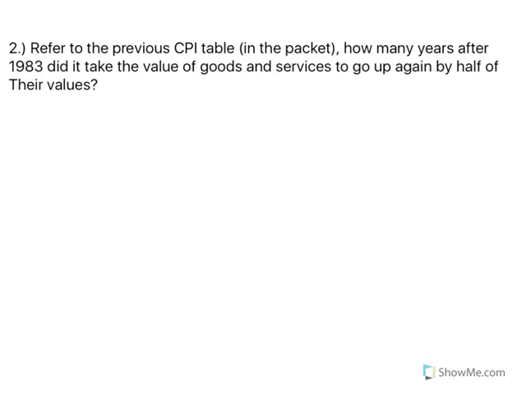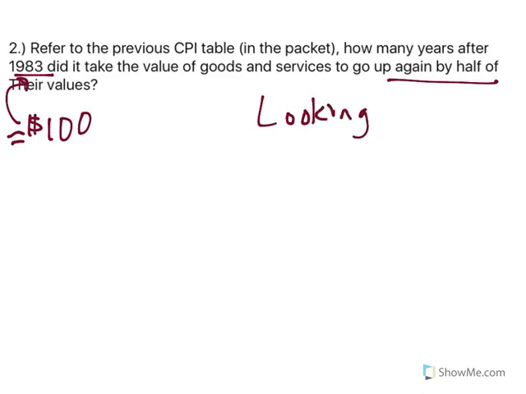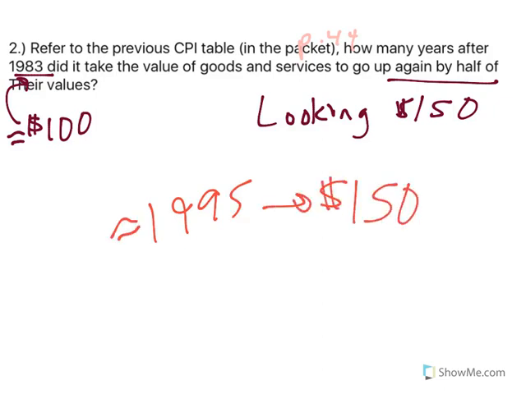How many years after 1983 did it take the value of goods and services to go up by half of their values? Well, as I mentioned, in 1983 I'm going to round and say it's approximately $100. So to go up again by half, we're looking for 150, because half of 100 is $50. If you look at the CPI table on page 44, you will see that approximately in 1995 we have a value of 150. This just shows you that in 12 years, the values went up, again, by half of their value in 1983.